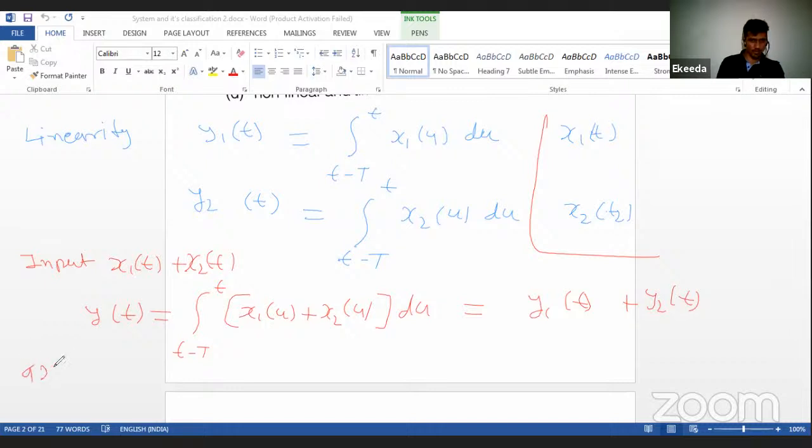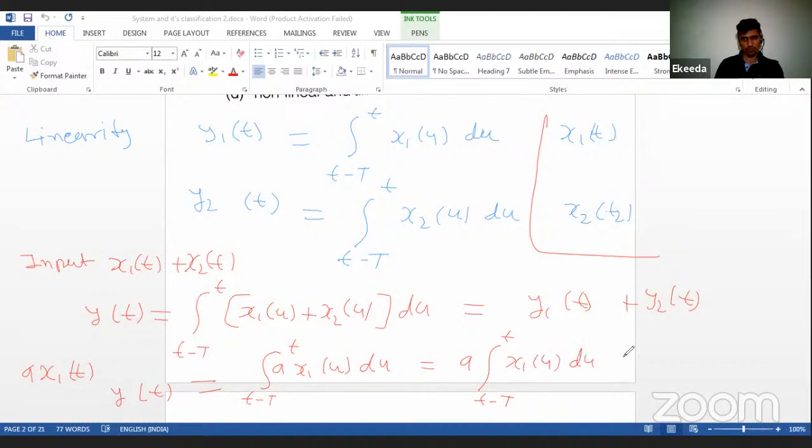Suppose I am giving input a x1(t). In that case, the output y(t) equals the integration from t - T to t of a x1(u) du, and a, being a constant, will come out of the integration. So this will again be the integral of x1(u) du, which is a y1(t). So this is superposition, and this is homogeneity. So the system will be linear.